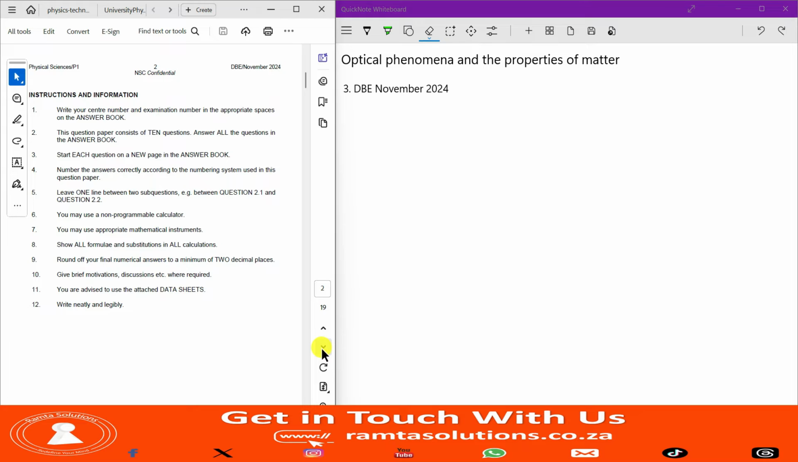Instruction 11: In case you forget your formulas and constants, you're advised to use the attached data sheets. And lastly, even though you are looking for distinctions, it's also important that you improve your handwriting. Therefore, instruction 12: Write neatly and legibly. Now let's get to the work.